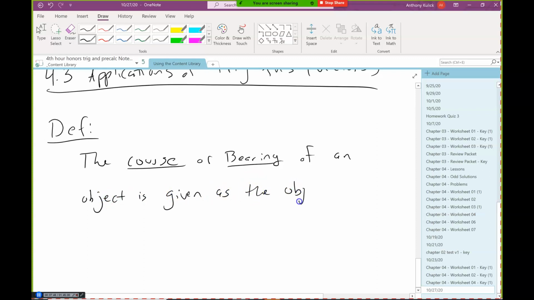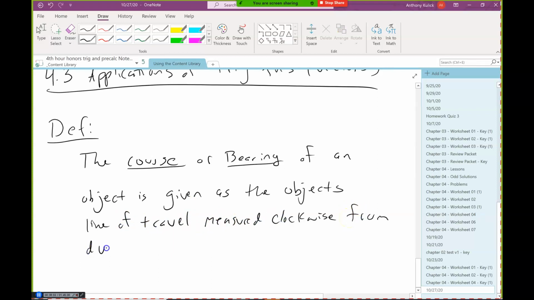So the course or bearing of an object is given as the object's line of travel measured from due north, which is really unfortunate. Why they've chosen to describe their navigation in this fashion, because it's not the same as our angle of rotation definition, right?